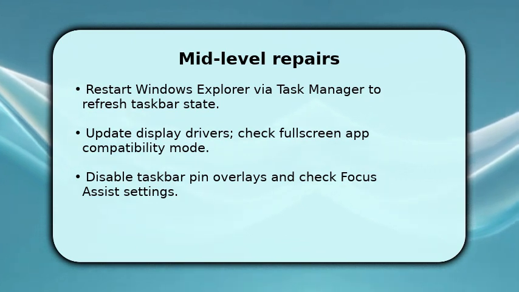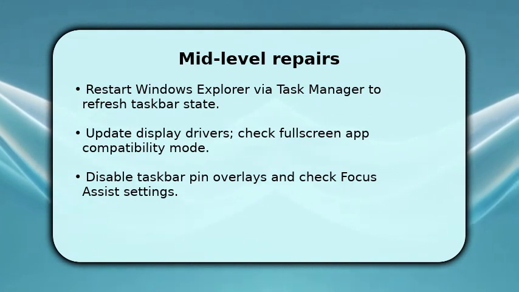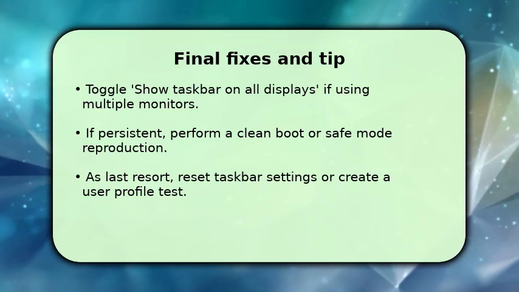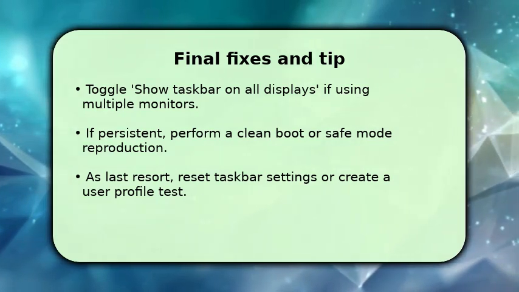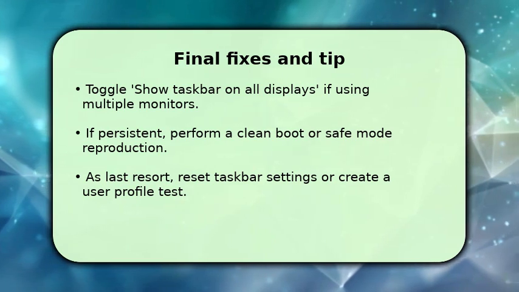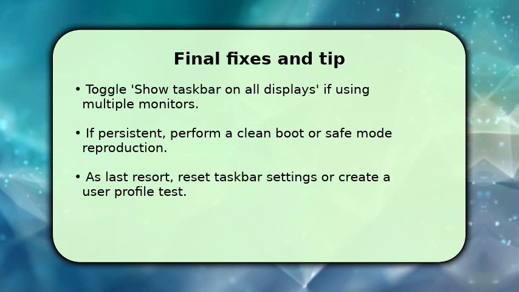Finally, disable taskbar pin, overlays, and enable focus assist to suppress notifications. Finish by aligning system settings. Toggle the setting to show the taskbar on all displays if you use multiple monitors, then retest full screen. This often resolves cross-monitor focus issues.